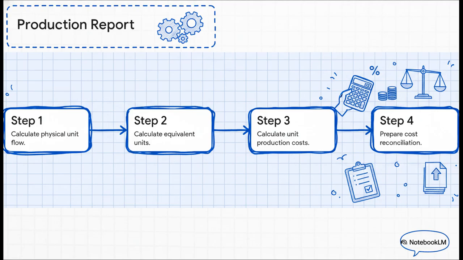Step 1, calculate the physical unit flow. Step 2, calculate the equivalent units. Step 3 is where we bring in the money. We calculate the unit production costs. And finally, step 4, we prepare a cost reconciliation schedule to make sure everything balances.